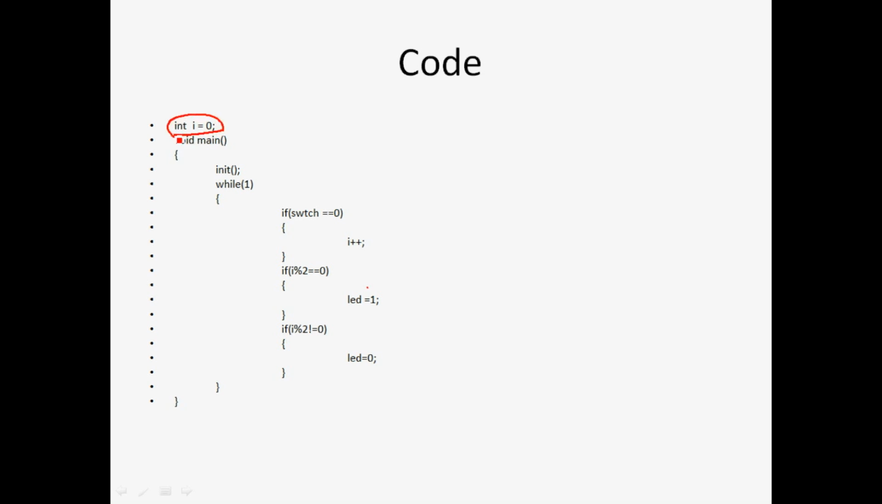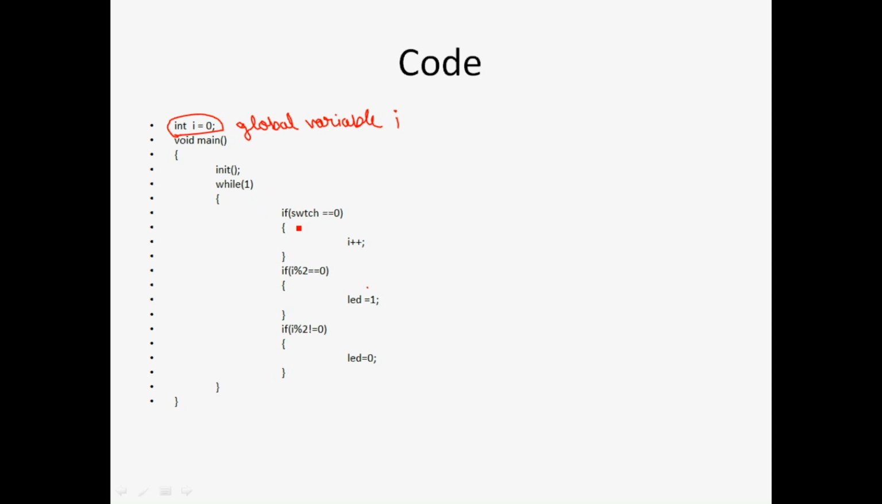Suppose we have taken a global variable I and initialized it to 0 at starting. In the main function, init is called to make the input pins 1, or you can also put some statements which can turn off the LED at starting. While 1 is an infinite loop, which is used in embedded, as I told you.